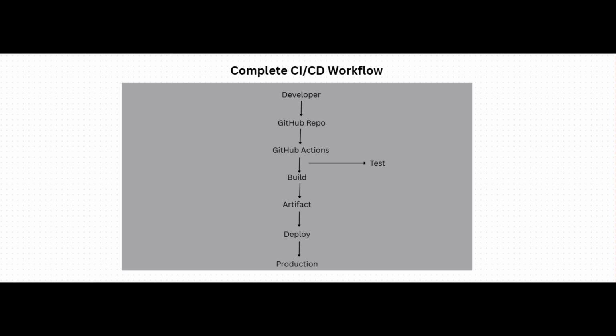The pipeline then proceeds to the deployment stage. Depending on the organization's process, the application may be deployed to a staging environment first or directly to production. And finally, once the deployment is successful, the latest version of the application becomes available to users. So this is the complete high-level CI/CD workflow that most modern organizations follow to automate software delivery and release applications faster, more reliably, and with fewer manual errors.